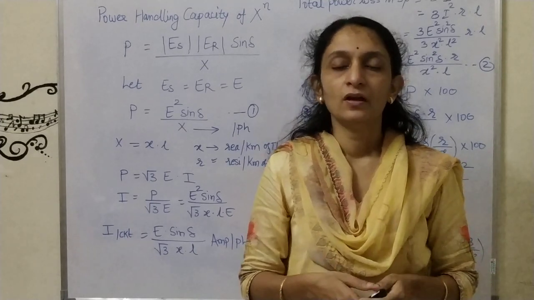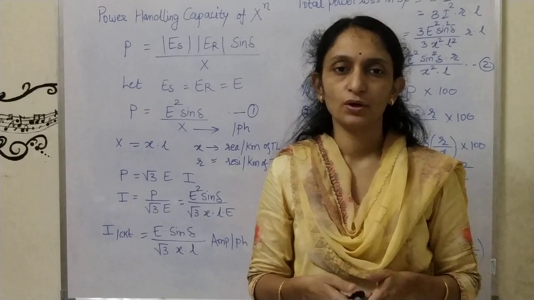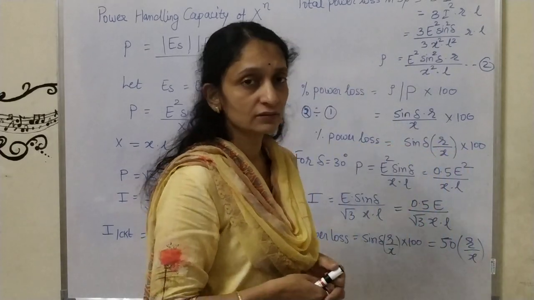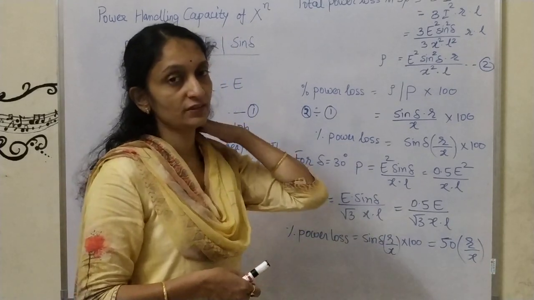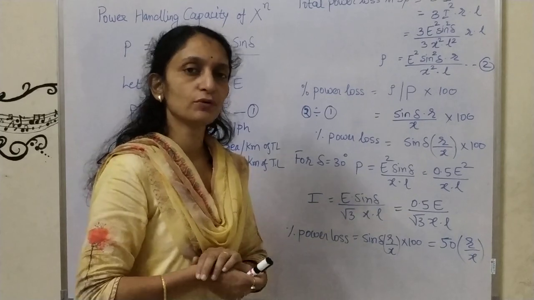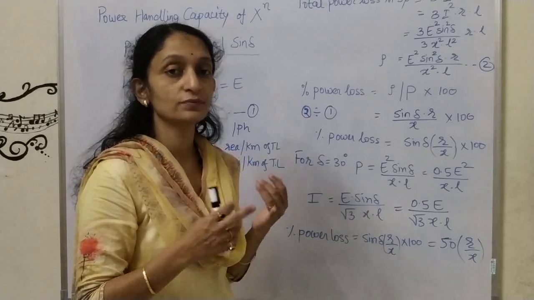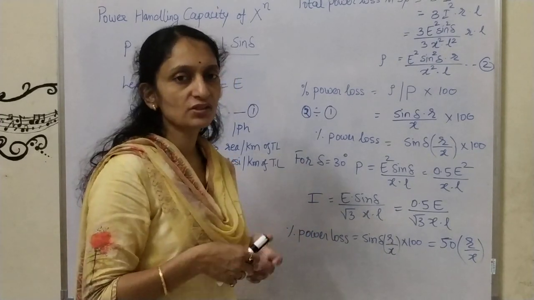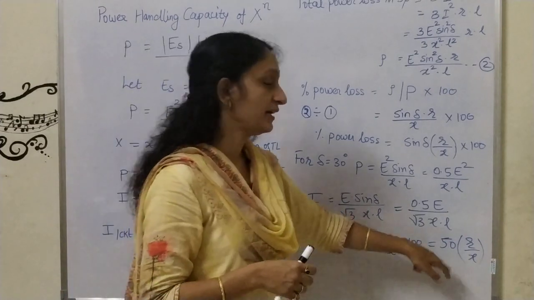Yes. Next derivation is actually power handling capacity of transmission line. So this is the simple formula for power handling capacity of transmission line. From this basic formula, we have to calculate the current per circuit, number of circuits, then power loss. So next we have to solve numericals if the values of R and X are given.